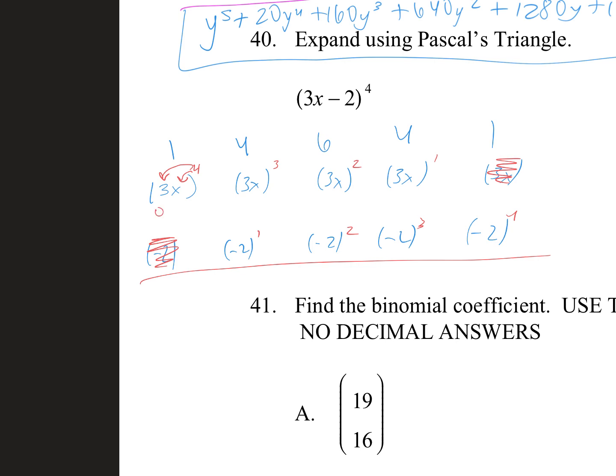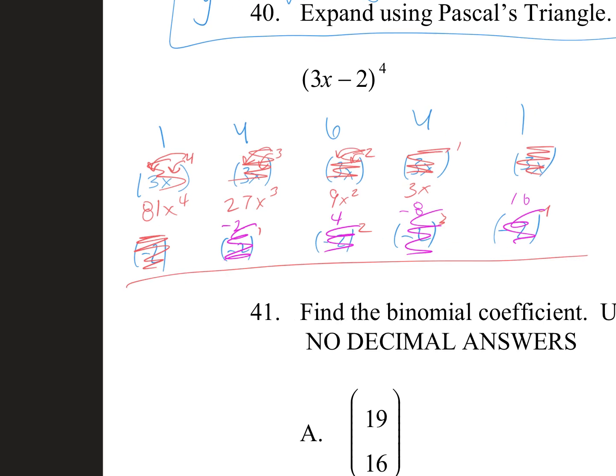So this becomes 81 x to the fourth. This 3 goes to the 3 and the x. This is 27 x cubed. This goes to the 3 and the x. This becomes 9x squared. This just stays 3x. We're good? Okay, so here I have negative 2. I'll do a different color. Negative 2 squared is 4. Negative 2 cubed is negative 8. And then negative 2 to the 4th is positive 16. So just be careful with your exponents that you distribute correctly.